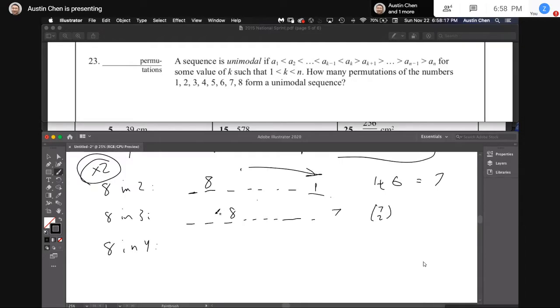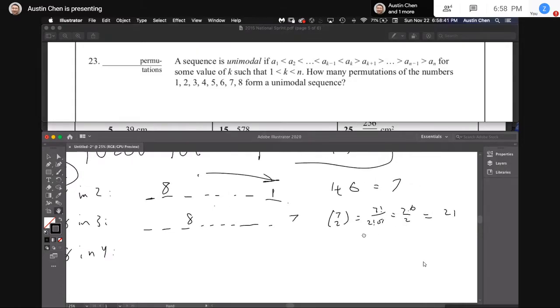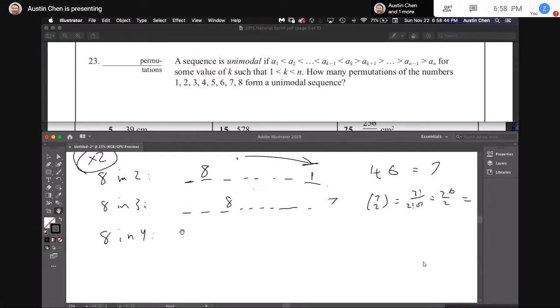And then the 2 of them have only 1 position to go in here, and the 5 other ones only have 1 position to go in here, right? Which means that our total number of combinations will just be 7 choose 2. So this is just 7 factorial over 2 factorial over 5 factorial. So that's just 7 times 6 over 2. That's just 21.